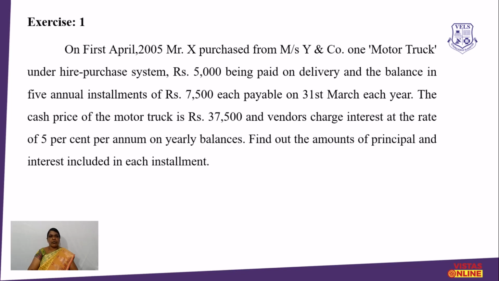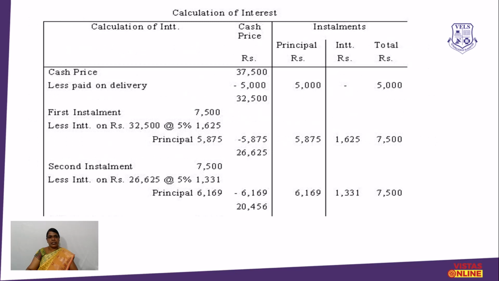First, I just want to read the question. On 1st April 2005, Mr. X purchased from Mrs. Y and Co. one motor truck under hire purchase system, rupees 5,000 being paid on delivery and the balance in 5 annual installments of rupees 7,500 each, payable on 31st March each year. The cash price of the motor truck is rupees 37,500 and the vendors charge interest at the rate of 5% per annum on yearly balances. Find out the amounts of principal and interest included in each installment.